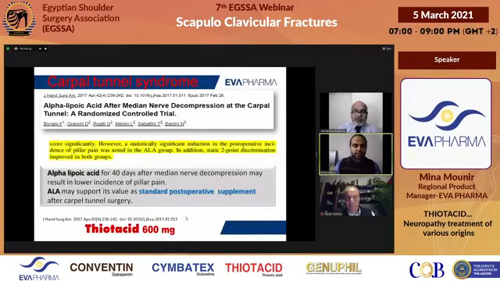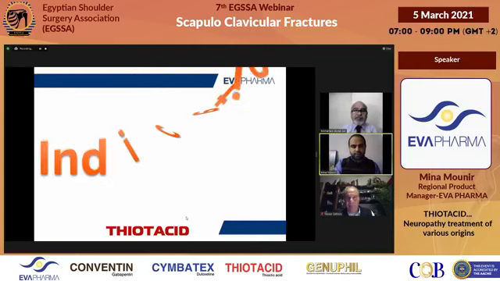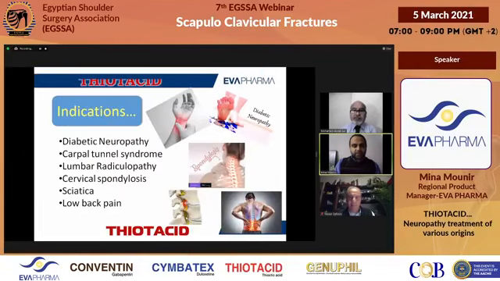Here is the conclusion of the clinical trial on carpal tunnel and nerve decompression that recommended alpha-lipoic acid or cytosine as a standard protective post-operative supplement after carpal tunnel surgery to improve the functionality of the nerve even after median nerve decompression. So, starting from this, cytosine is recommended for different diseases of neuropathy from different causes: diabetic neuropathy, nerve compression, idiopathic even, or poisoning neuropathy, or chemotherapy-induced neuropathy.